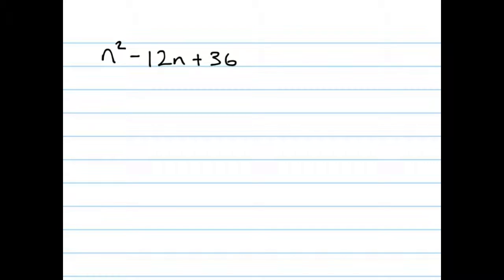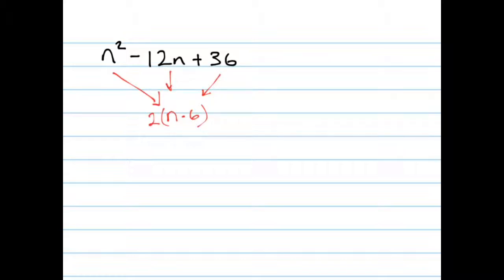What is the square root of n squared? The square root of n squared is n. Okay. What's the square root of 36? 6. Now, is the middle term here 2 times n times 6? Yes, and with a negative, but that negative will come out in our factoring too.